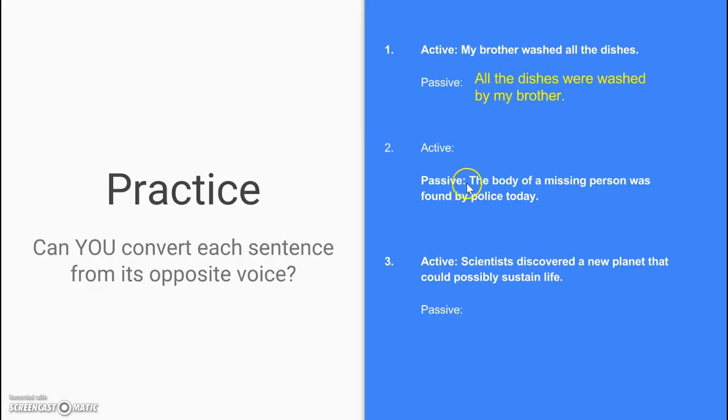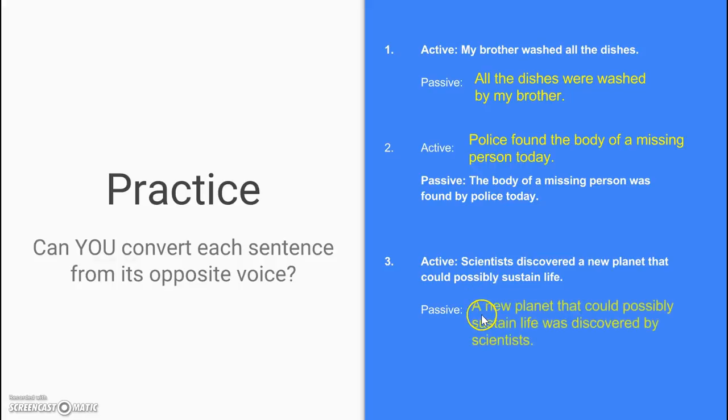Number 2, if the passive is, the body of a missing person was found by police today, the active would be, police found the body of a missing person today. So I moved police to the front since they're the subject doing the action of finding. Number 3, scientists discovered a new planet that could possibly sustain life. What did the scientists do? They discovered. Let's move the scientists back to the end and get passive: a new planet that could possibly sustain life was discovered by scientists.